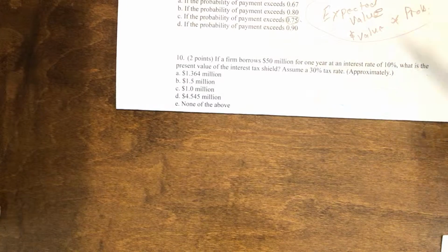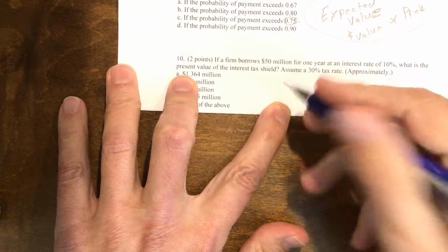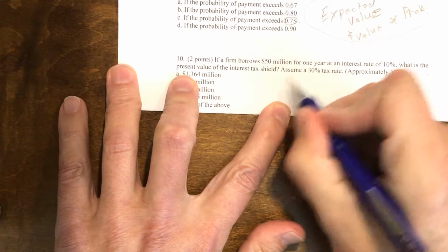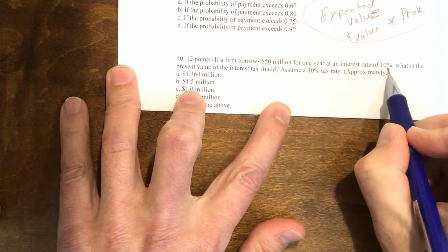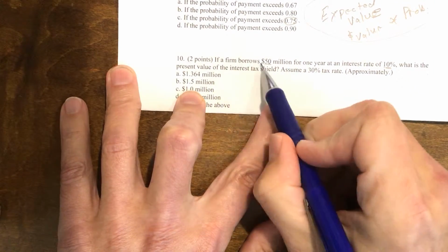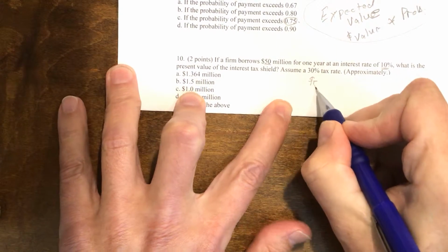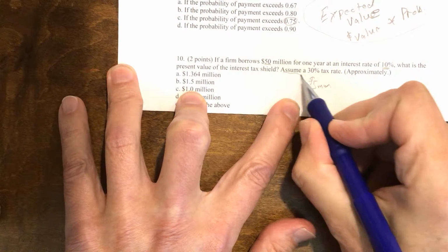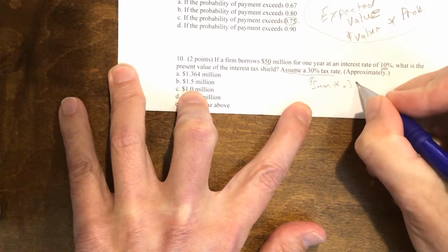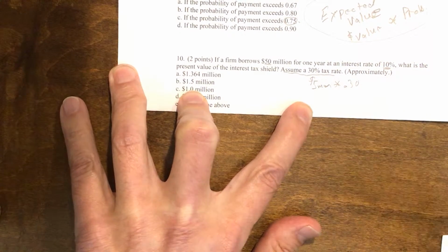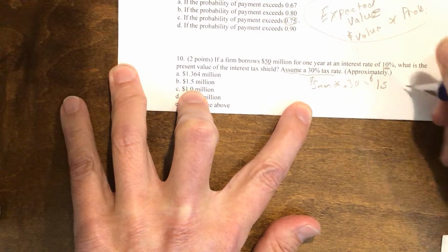So this one is a little unclear to me, but I'll give you what I see it as. I think it's really just a simple calculation. If you have $50 million, you borrow for 1 year at 10%, you're paying $5 million in interest. And if the tax rate's 30%, you have a tax shield of 30%. In other words, that $5 million is going to reduce your taxes by 30%. So that would be $1.5 million.